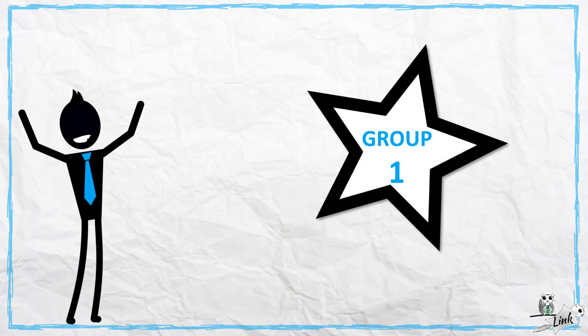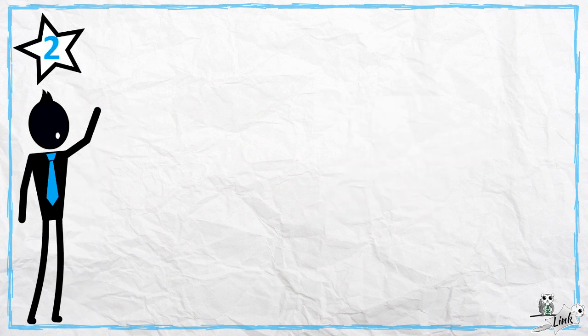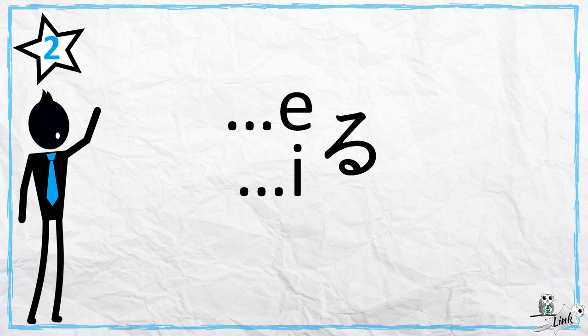Very good job. Now that you studied the first group, the other groups will look so easy. Group 2 verbs always end with ru, with an i or e ending syllable before, and anytime we want to conjugate a group 2 verb, the ending ru just disappears. All you have to do is to replace it with ta.